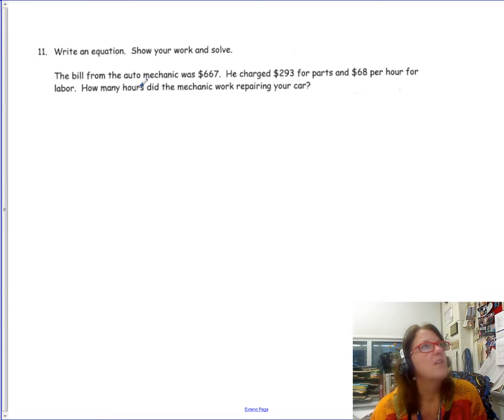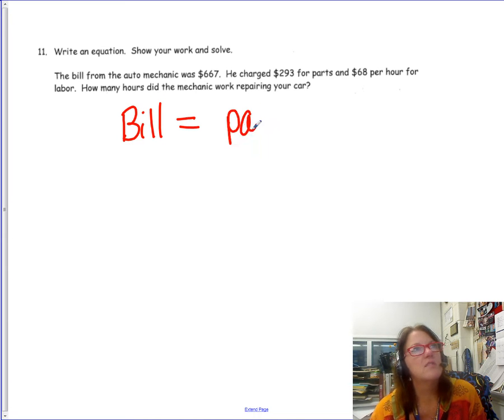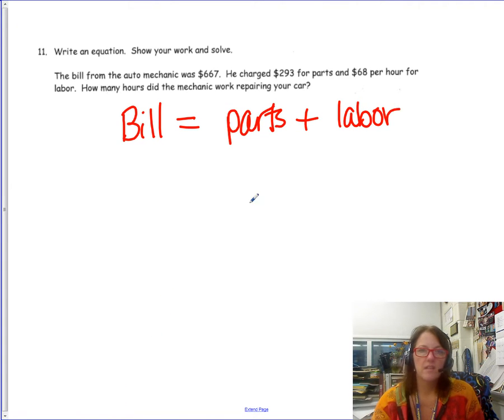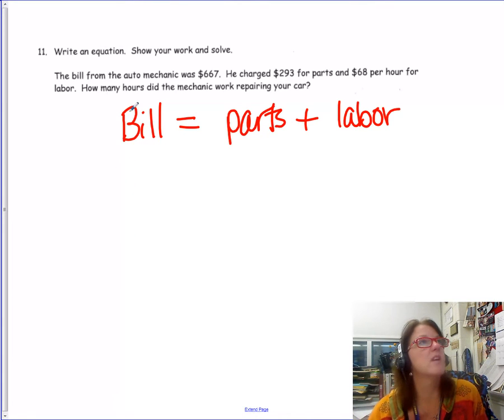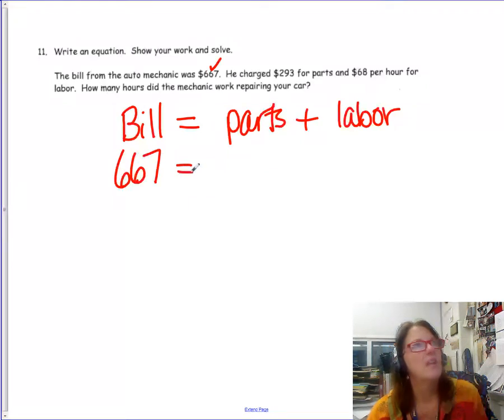Okay, so let's think about this in the big picture first. The total bill is equal to the charge for the parts, and then plus the charge for the labor, the work. Those 2 together equaled 667. So let's make an equation. This is $667, the bill, right there. That equals the parts, which was, we know, $293.